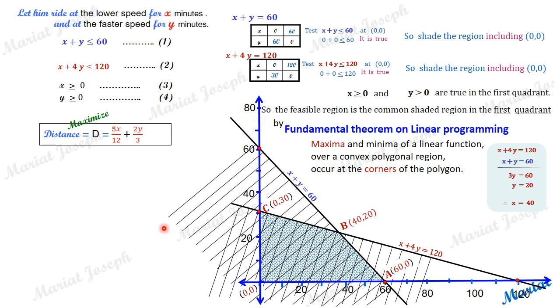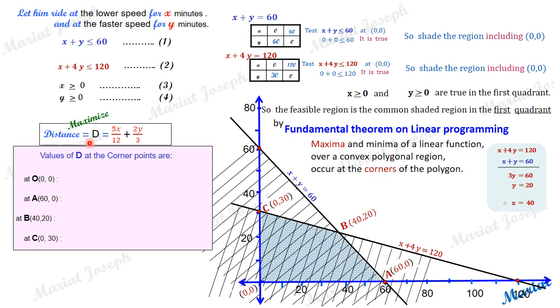Now, we need to calculate the value of D at these corner points. The corner points are 0, 0, 60, 0, 40, 20 and 0, 30. Calculate the distances. Distance at 0, 0: 5 into 0 by 12 plus 2 into 0 by 3. X is 0, y is 0, giving the value 0 plus 0 equal to 0 kilometer. 60, 0 put in the D gives you 5 into 60 by 12 plus 2 into 0 by 3, which is equal to 25 plus 0, that is 25 kilometer.